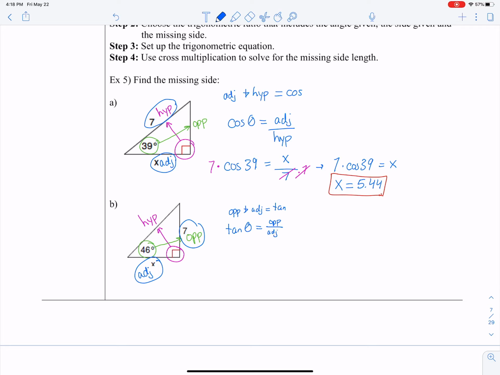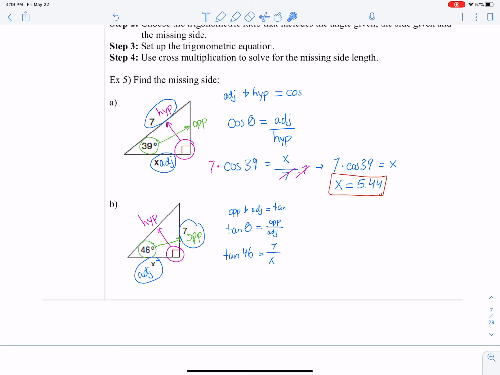Then I'm going to fill in what I know. So instead of writing the angle sign, I know my angle is 46 here. So I'll put in 46. I know opposite up here is 7. And then adjacent at the bottom is x. Okay. So I want to isolate my x.